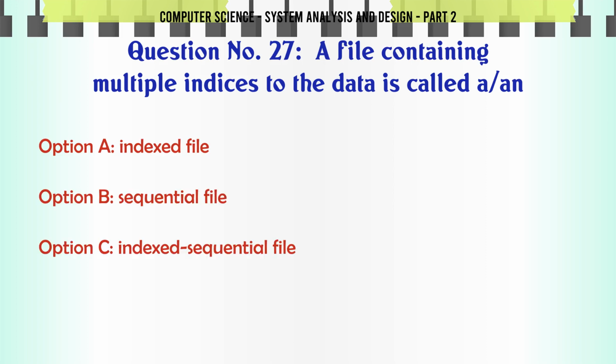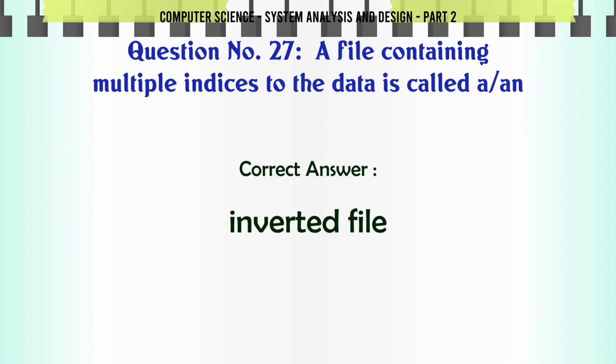A file containing multiple indices to the data is called an A. Indexed file. B. Sequential file. C. Indexed sequential file. D. Inverted file. The correct answer is inverted file.